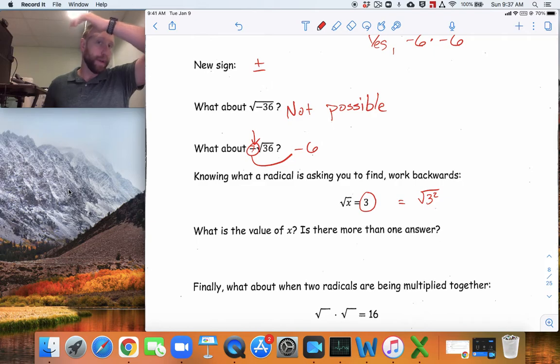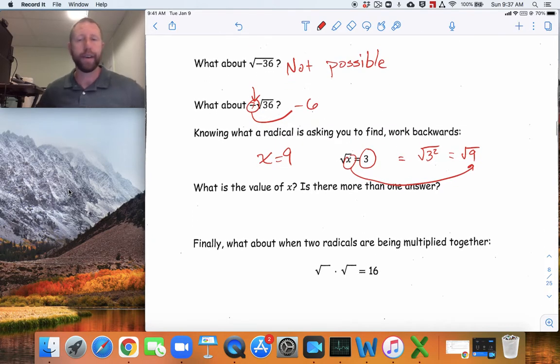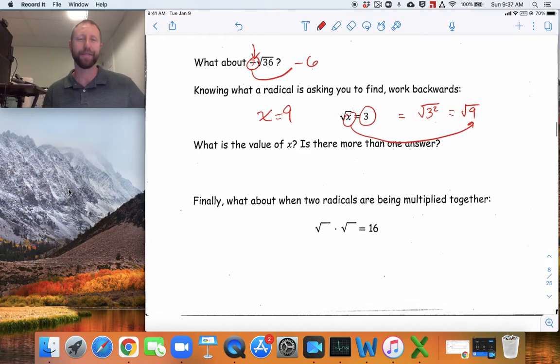So really, I just work backwards. I square the number, right? 3 times itself, or 3 squared, is equal to 9. So x is equal to 9. All right. What is the value of x? That's what we just said. Is there more than one answer? Working backwards, there's not more than one answer. All right. 3 times itself is only ever going to equal 9. It can't equal anything else.